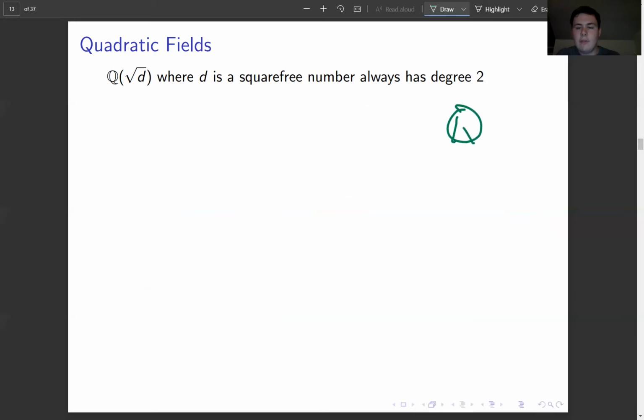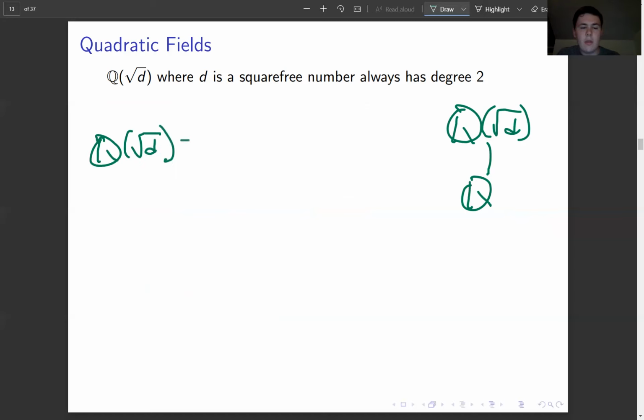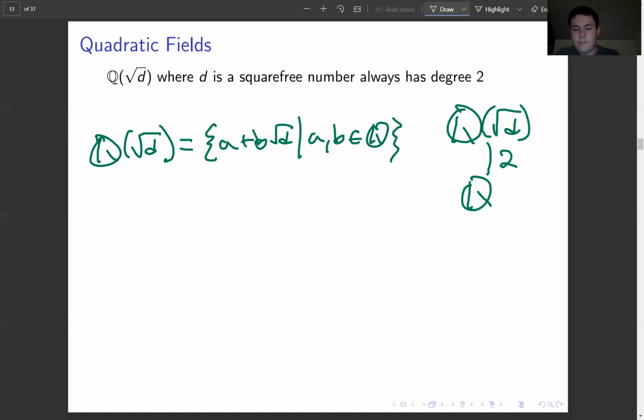So what we have is Q adjoin root d lying on top of Q. And what this field looks like is the set of all a plus b root d, where a and b are rationals. So that's what one of these number fields looks like. So these ones here have degree 2.